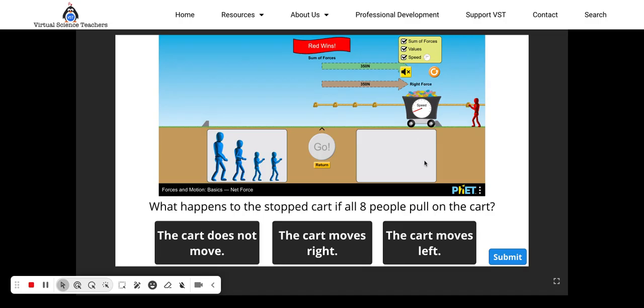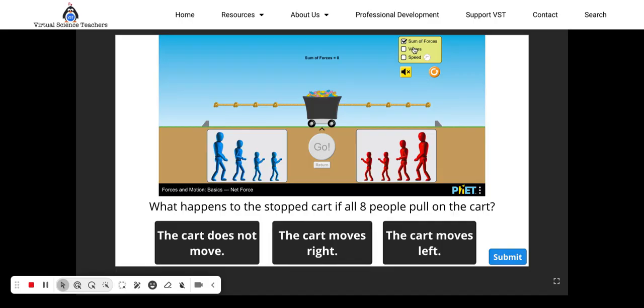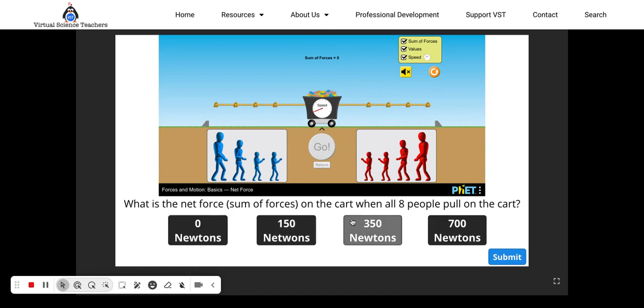Okay, so notice I went on to the next question, but my stuff is still set up from the last one. So press the little refresh button, click all your buttons. This time we have a stopped cart and we want all 8 people pulling. So you're going to drag these 4 up here. You're going to drag these 4 up here. You're going to press go and see what happens. The next question is the same thing. Leave your people there. And now what's the number that appeared here when you had all the arrows?